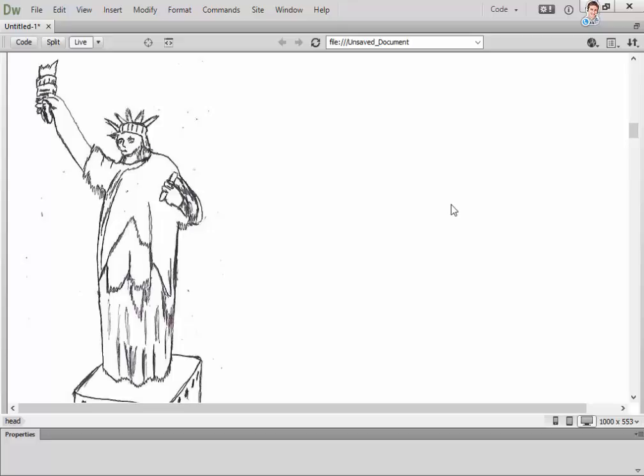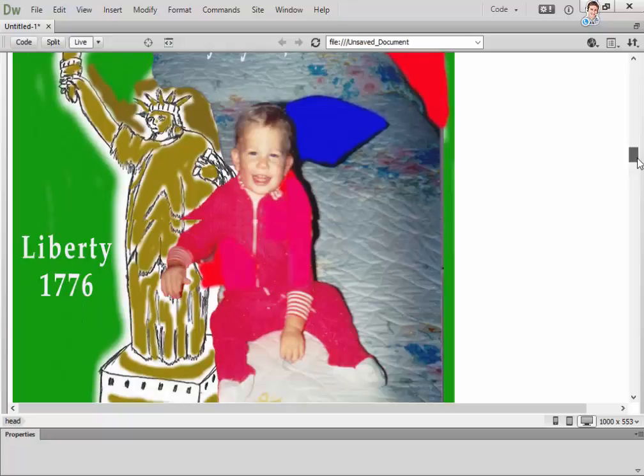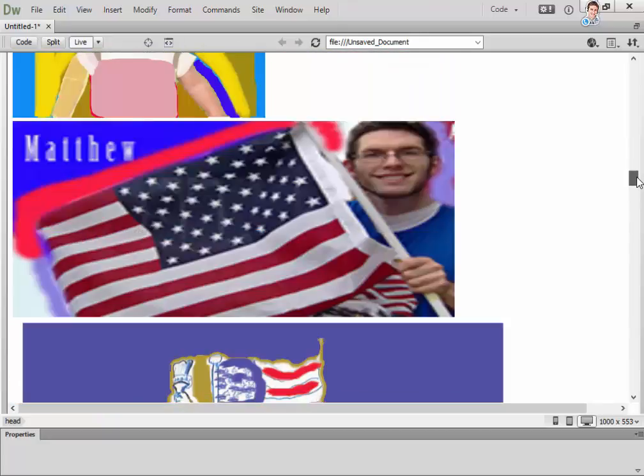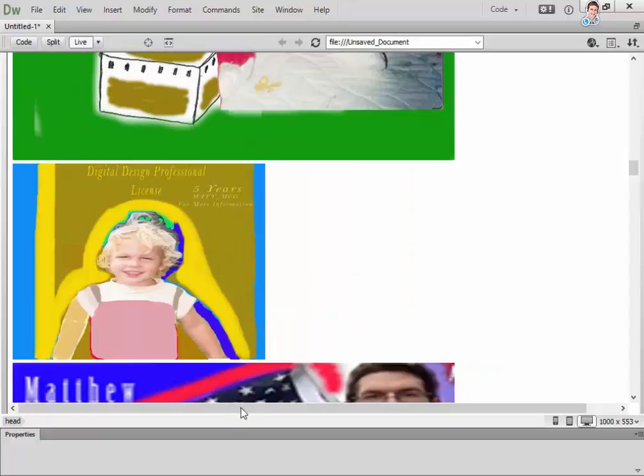And right here is the gold monument, from the Liberty of 1776, and you have the license right here, which will be further down, the digital design professional license for 5 years. And this right here would be some of my Photoshop work.